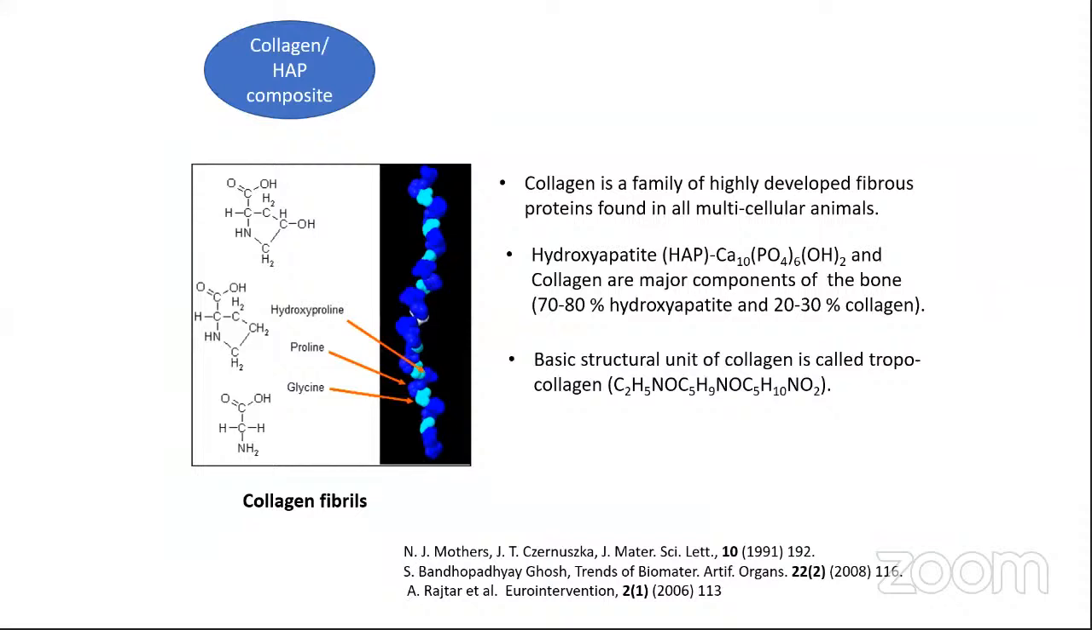So, collagen hydroxyapatite composite. Collagen is a family of highly developed fibrous proteins found in all multicellular animals. So hydroxyapatite and collagen are major components of our bone: 70 to 80% hydroxyapatite and 20 to 30% collagen. The basic structural unit of collagen is called the tropocollagen.